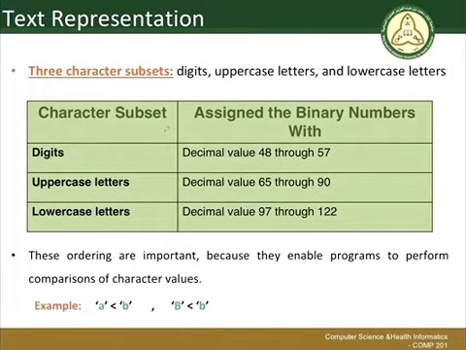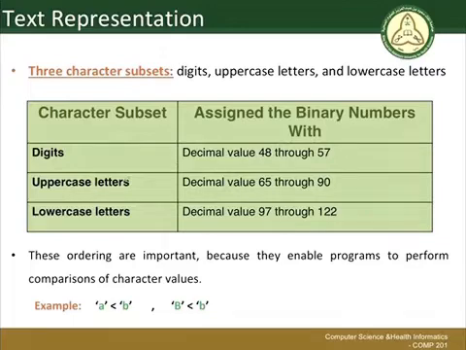Again, in the ASCII and the Unicode representation, we have digits, uppercase letters and lowercase letters. The digit is going to be a binary code, but if we take the binary code and convert it to decimal, we're going to see that 0 is 48 and 9 is 57. So 1 is 49 and so on.